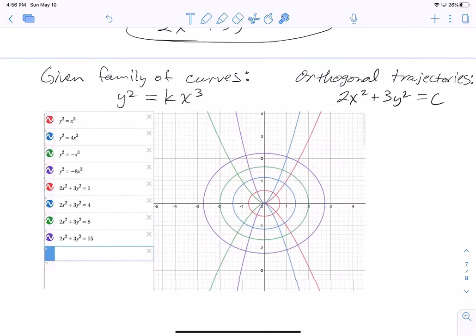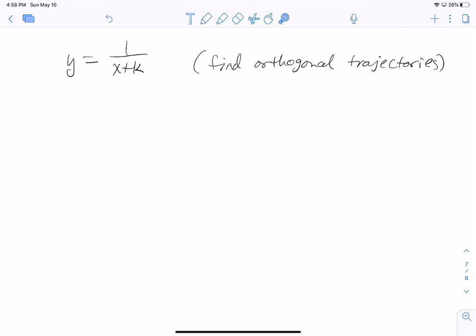So that's what we've just found with orthogonal families of curves, orthogonal trajectories. The orthogonal trajectories will meet any one of the original curves at a right angle every single time it meets one. Let's do another one of those. Find orthogonal trajectories to the family of curves given by y equals 1 over x plus k. I'd like you to pause the video and come back when you're done.